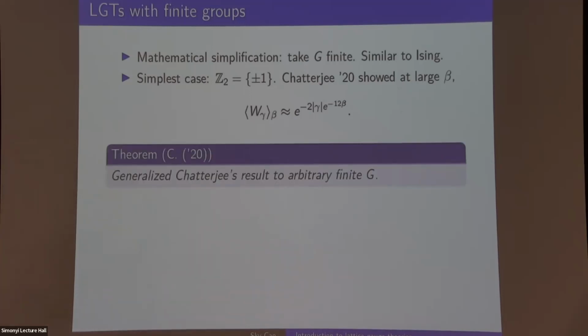So the first result I wanted to talk about is that I was able to generalize Chatterjee's result to arbitrary finite groups, where instead of this formula here, I gave a suitable generalization of it. Again, it's the same setting, so at large beta. I proved it in 4 dimensions, but probably the proof would work in any dimension.